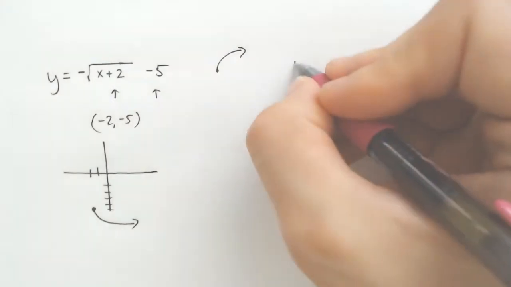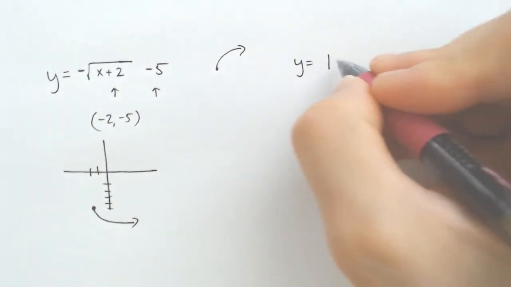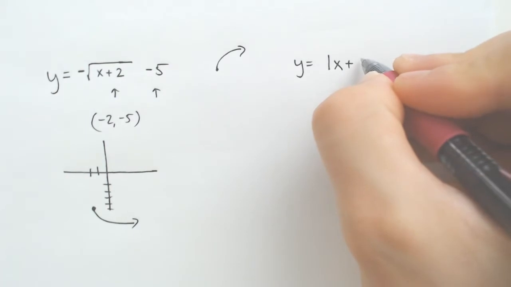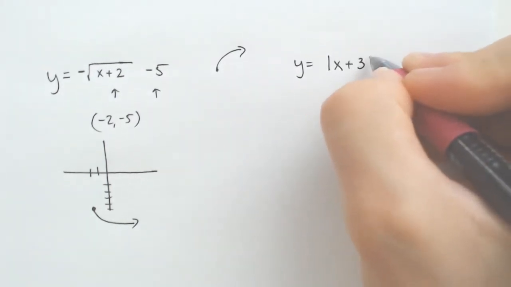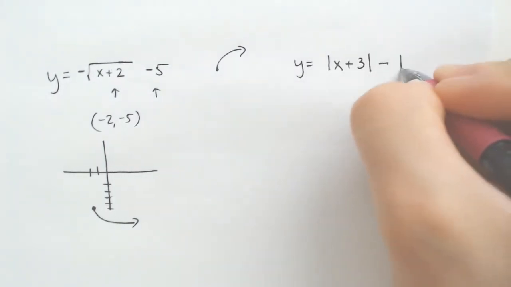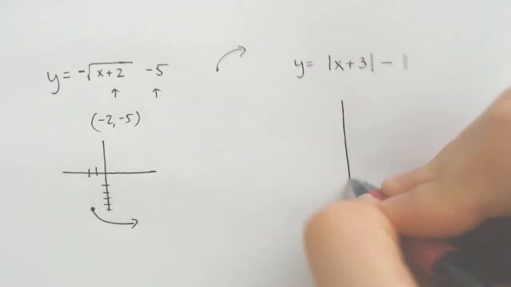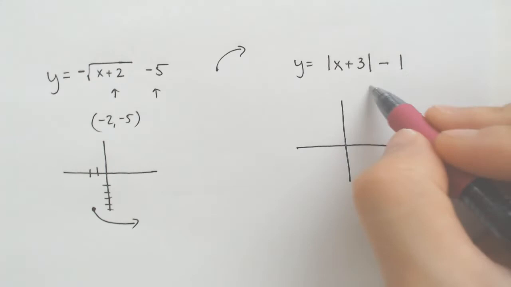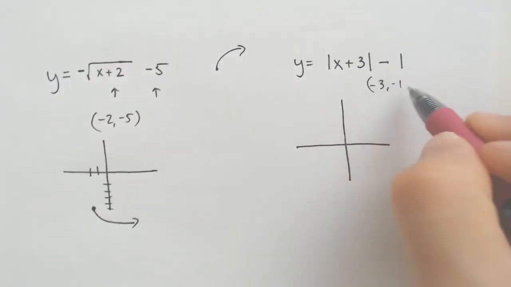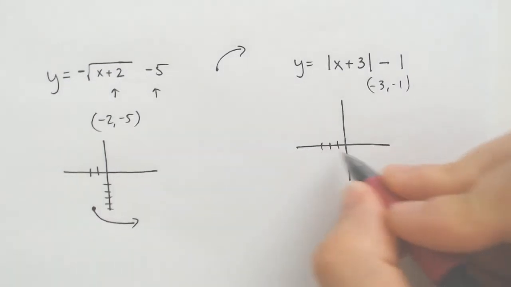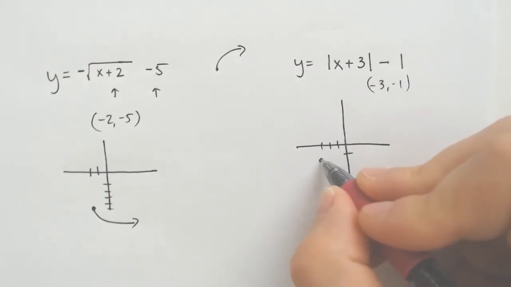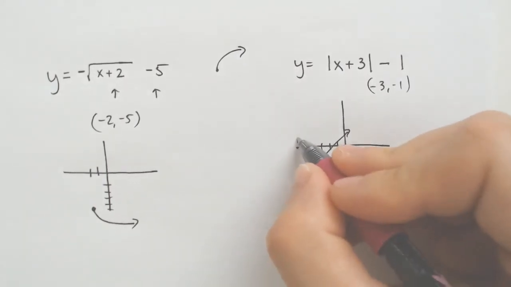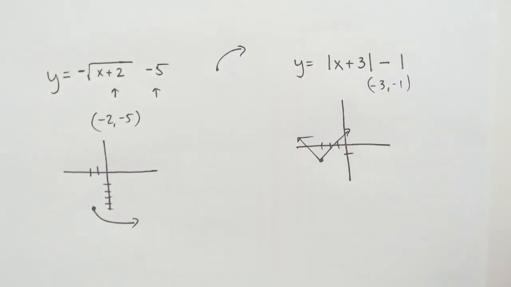Another one. Absolute value. The absolute value of x plus 3, minus 1. An absolute value graph, this time it would be left by 3, down by 1, negative 3, negative 1. And an absolute value graph is a V. In case you forgot, absolute value graph is a V.